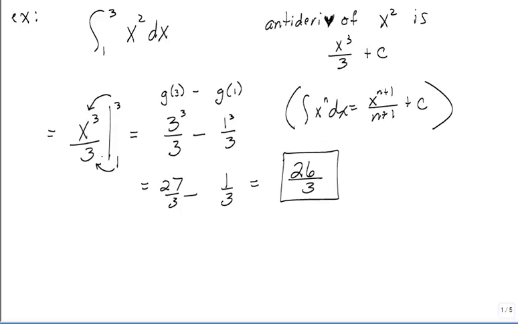Okay, look at some of the example homework problems.